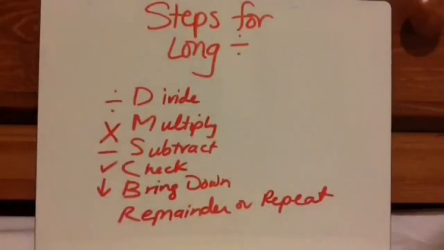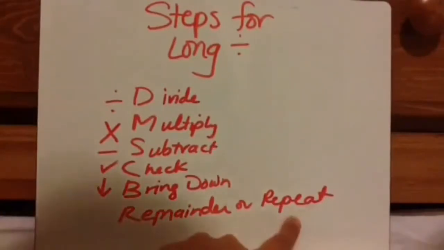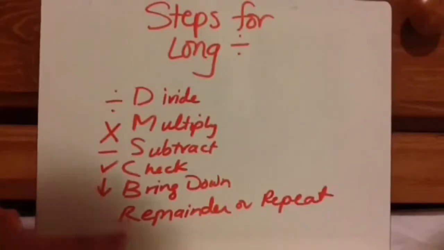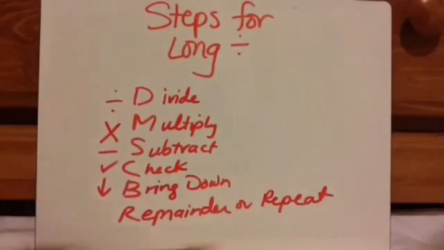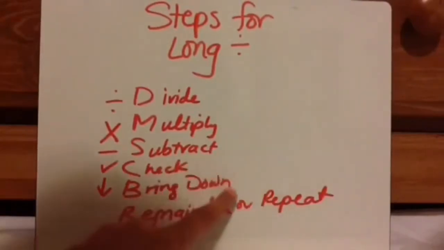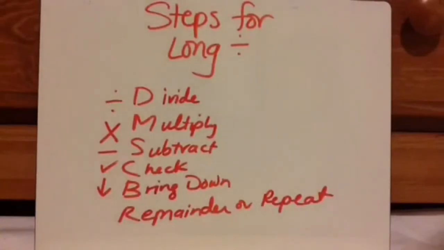If you have to go through the steps again, you're going to do divide, multiply, subtract, check, bring down. Repeat your steps, and then you'll do divide, multiply, subtract, check, bring down, and then it'll be remainder. But if you end up repeating again, you go through it again. You keep repeating until you have nothing left to bring down, and then it's your remainder. So you're going to be hearing me use that terminology again and again through the video, so just be familiar with it.